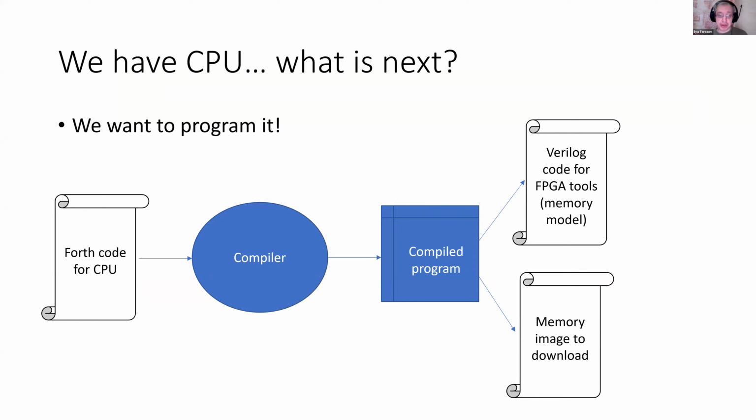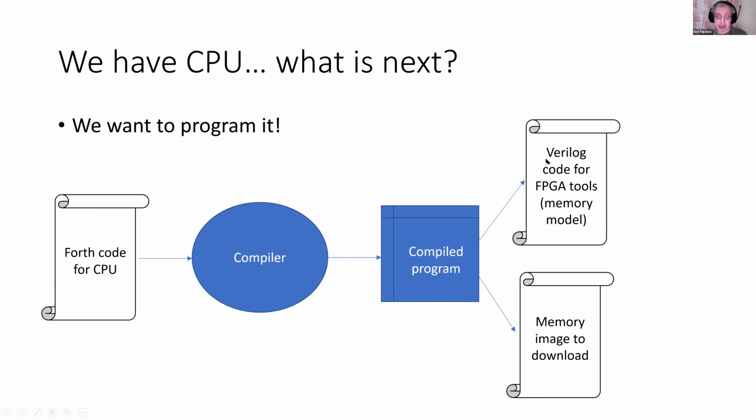So we have a CPU, and of course we want to program it. What we have at the start is some Forth code for our CPU. It's Forth indeed, because we have no lowest level machine code. We have Forth primitives like DUP, plus, and so on. And we want to implement some kind of these blue things. So we need a compiler, we need a compiled program, and we need at least two ways to use it.